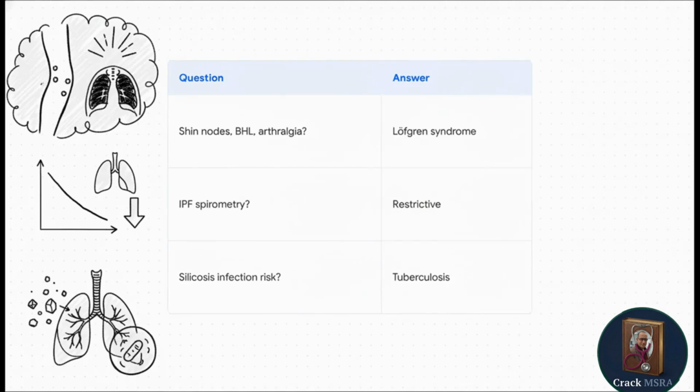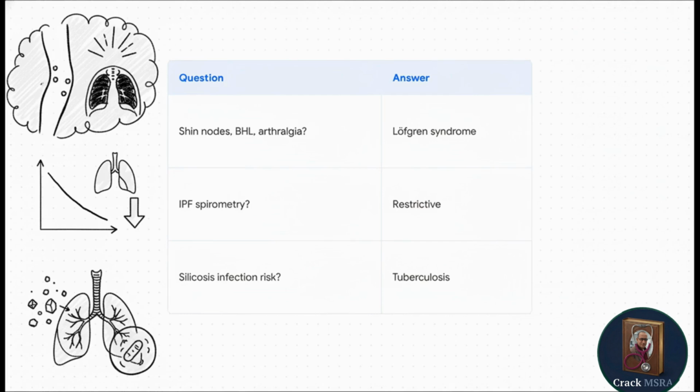Question 4. A patient has shin nodules, arthralgia, and bilateral hilar lymphadenopathy. What's the diagnosis? That is the benign Lofgren syndrome. Question 5. What is the spirometric profile of IPF? It's restrictive, meaning a decreased FVC with a normal or increased ratio. So the crucial point is really knowing your spirometric patterns inside and out.